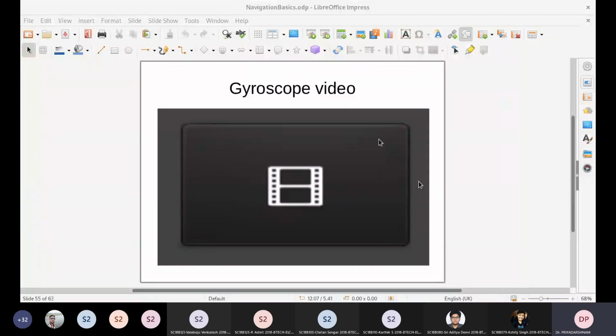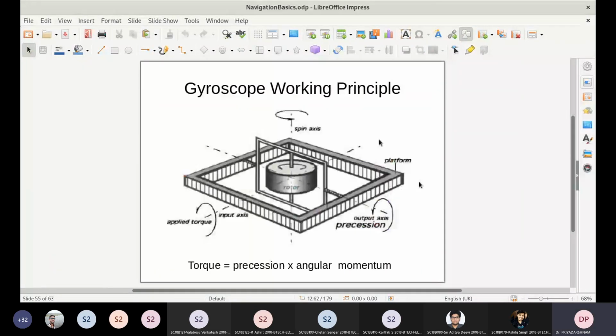So this was the gyroscope video, which is not displayed here, but that was what I was trying to show you. The basic principles are explained through this diagram. Instead of showing a half ring, here we have shown the full outer ring. That's the only difference. The axes are shown in different directions. That is another difference. So you can notice the applied torque direction.